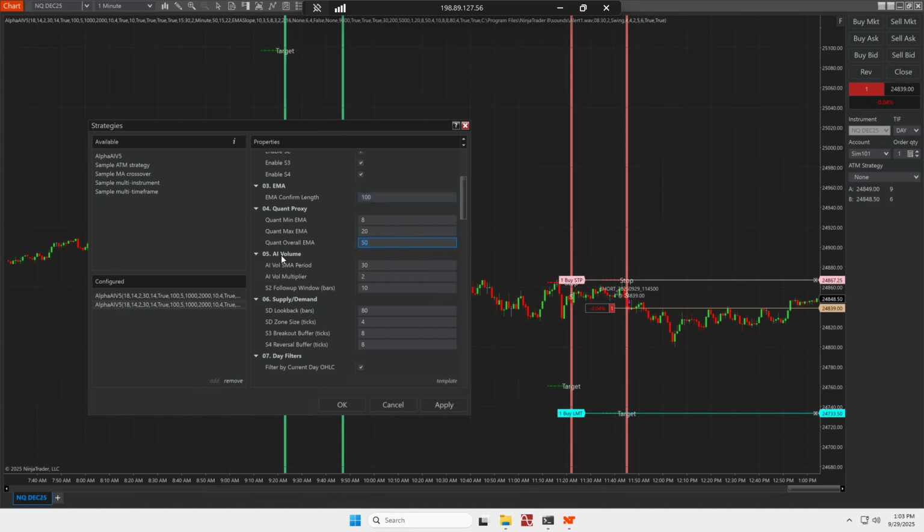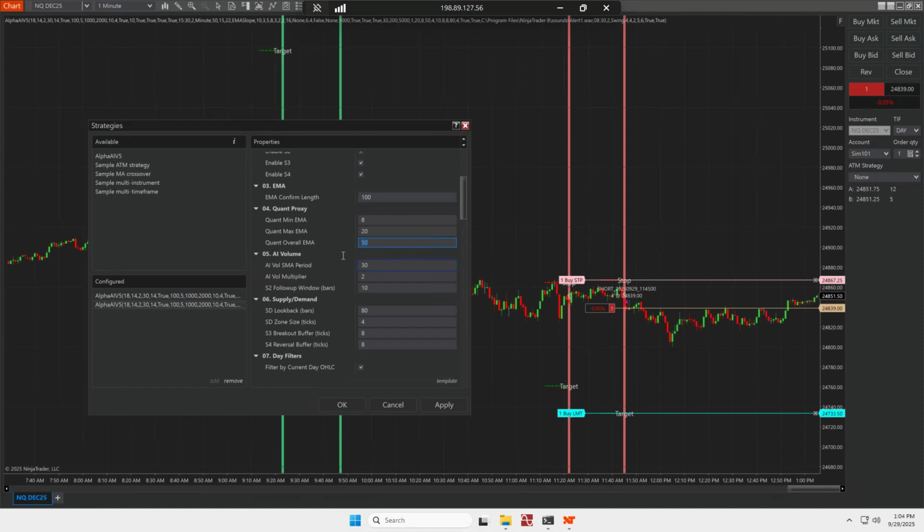Now we have the AI volume options. We have the AI volume SMA period is 30 multiplied by 2. Follow-up window for bars is 10, which means when we have an AI volume signal printed, you guys remember these, the small green and red arrows?